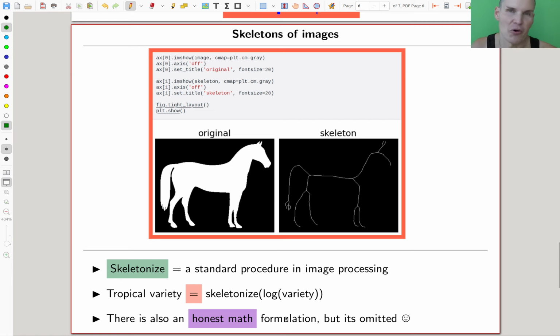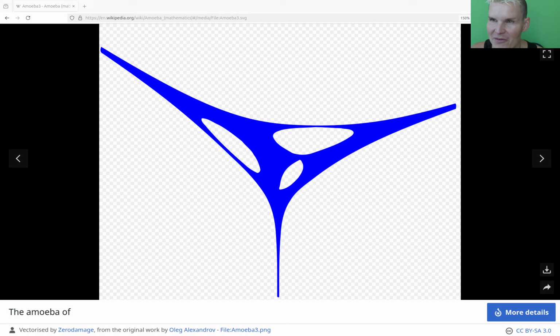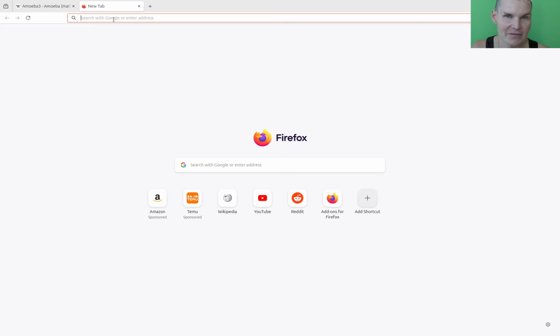I'm not going to do this in detail, I'm honest about the math. You can just read about it if you want. It's not that exciting. But essentially, there's a well-defined process to go from a shape to its skeleton. And the skeleton, this is a fun observation, is actually a tropical variety, a kind of finite version. It doesn't stretch out to infinity. But here, our little horse is a tropical variety.